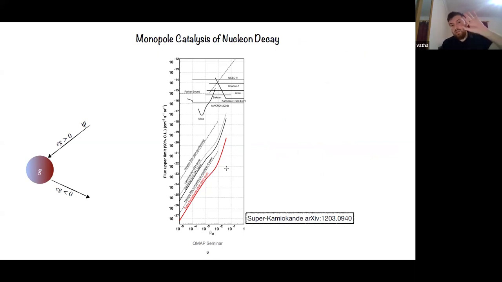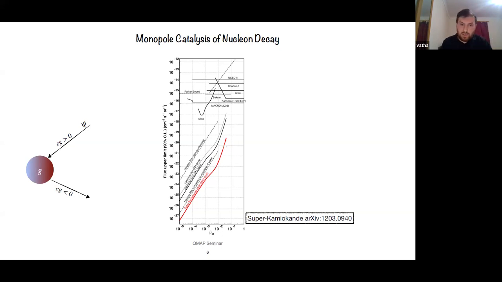Basically, the idea is that if you have a monopole, it will be captured by the solar gravitational field, and it will start catalysis of protons and neutrons in the sun that will cause production of some mesons that will decay to neutrinos, and then you can detect neutrinos on the Earth.